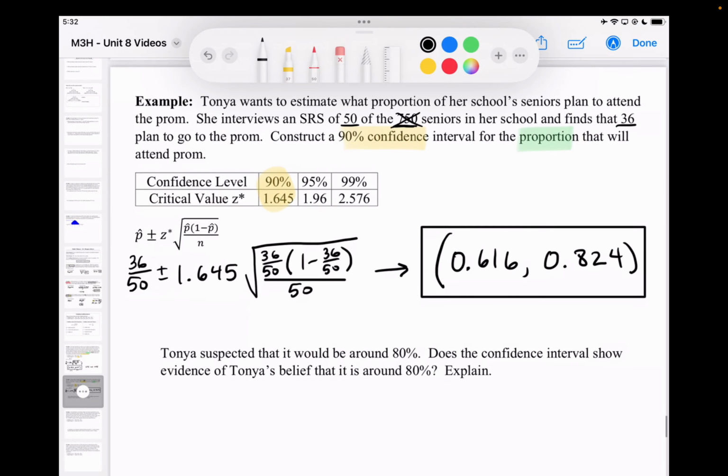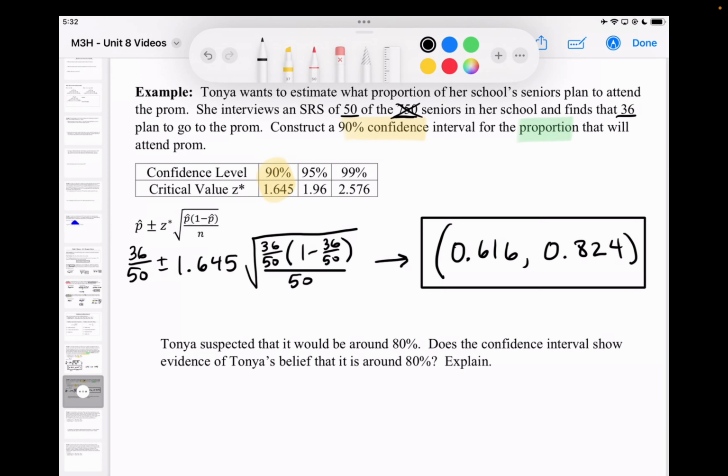But now that we have our answer, sometimes you'll have a little follow-up question. So this follow-up question just says, Tanya suspected that it'd be around 80%. So does this confidence interval show evidence of Tanya's belief? And we can say yes in this case because 80% is within the range, or within the interval. So we can say that it could be about 80% of the seniors who actually attend prom.